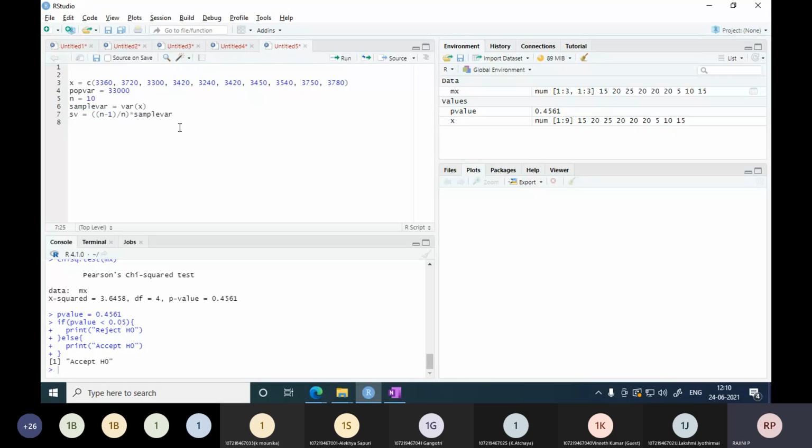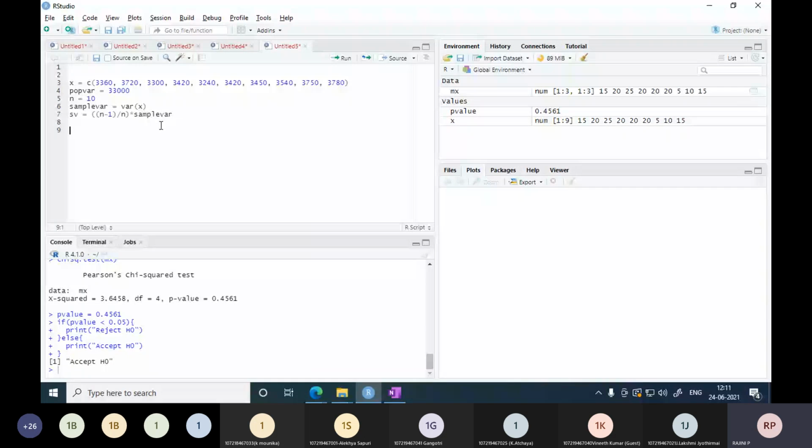Did you understand how to find the small s square value? First, you are finding the capital S square by using the function variance of x, and from that you are converting into the small s square. Is it clear, everybody? Yes, ma'am.